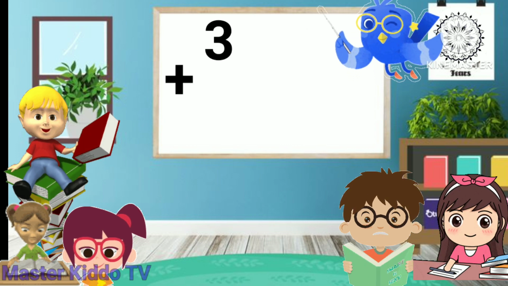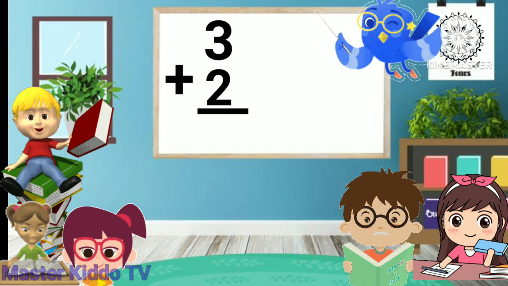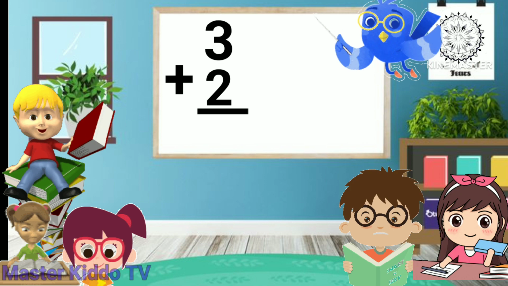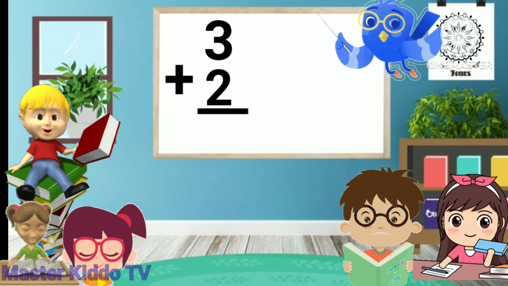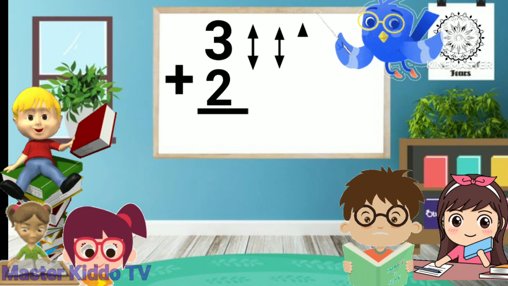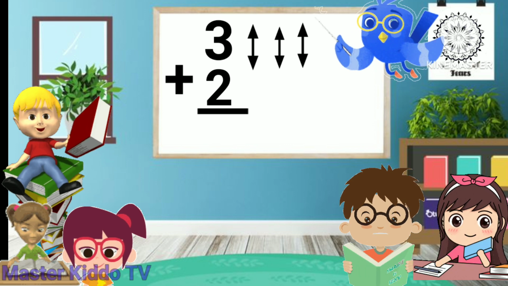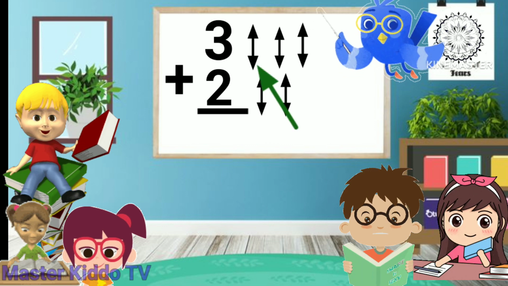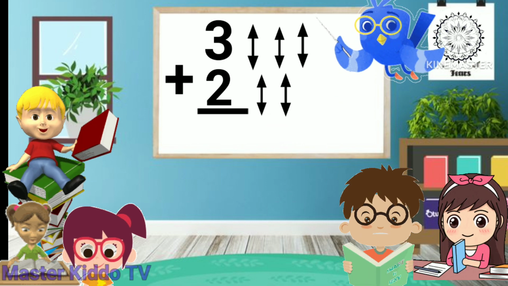We add 3 plus 2. First we put 3 lines beside 3: 1, 2, 3 lines. Now we put 2 lines beside 2: 1, 2. Now we count the lines: 1, 2, 3, 4, 5.